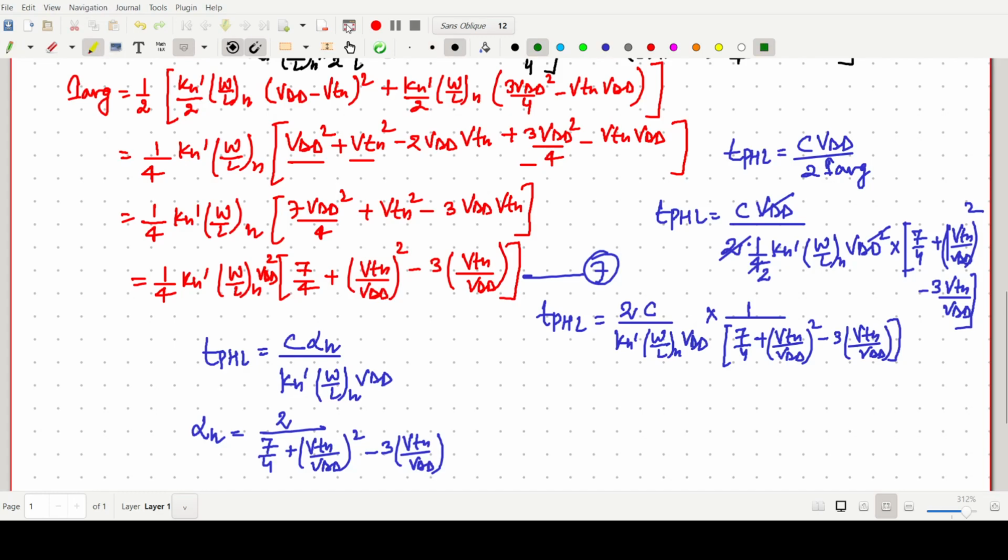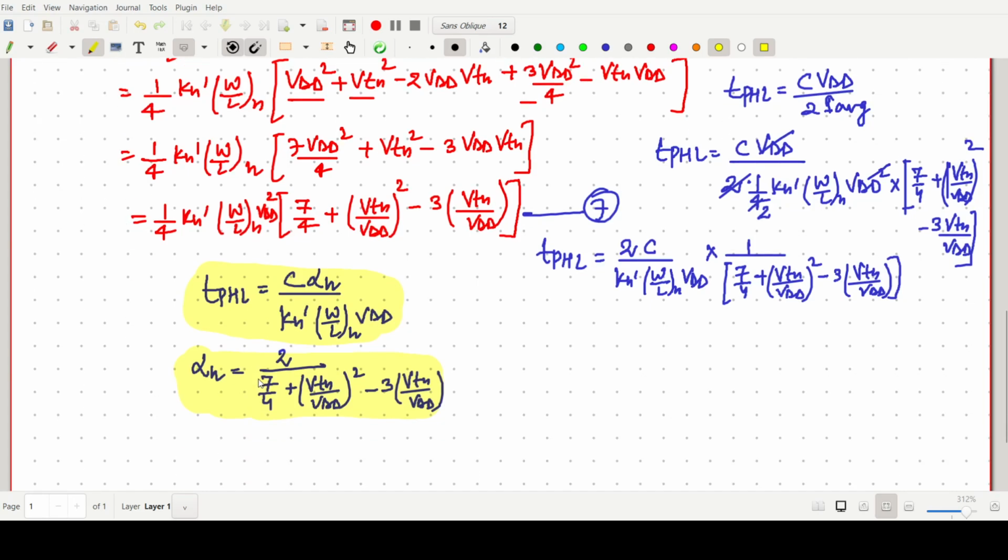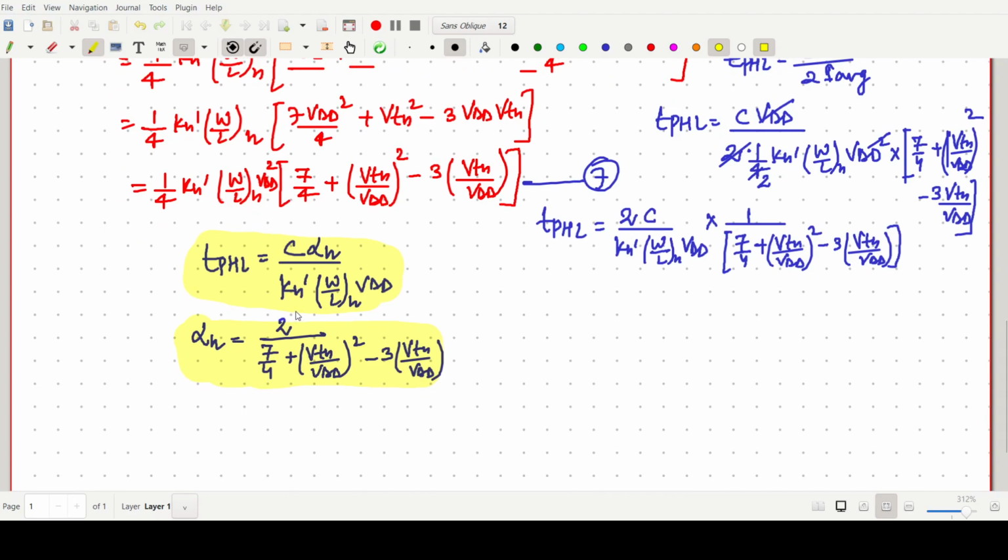So this one is very important, so that's why I am highlighting this one. Okay. This one is the expression for the tau PHL, for the propagation delay from high to low. Okay. And generally this alpha value lies between 1 to 2. Okay. So this one is the expression.